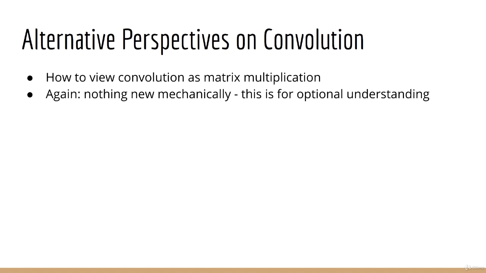In this lecture, we are going to continue our discussion on alternative perspectives of convolution. Again, this is very helpful for understanding convolution, but it doesn't teach you anything new mechanically. So this lecture is optional if you want to just move on and learn about how to make CNNs. So in this lecture, what we are going to talk about is the equivalence of convolution and matrix multiplication. In other words, in what scenario are they actually the same thing?